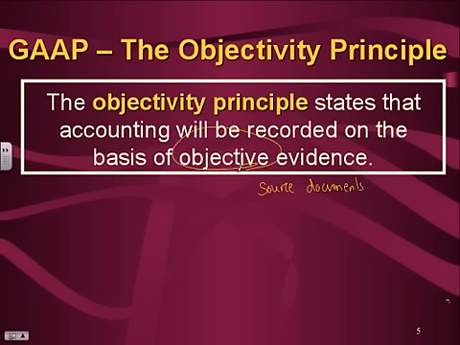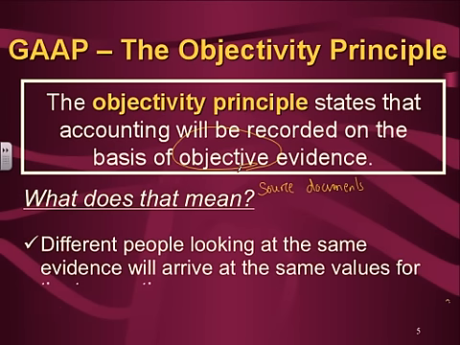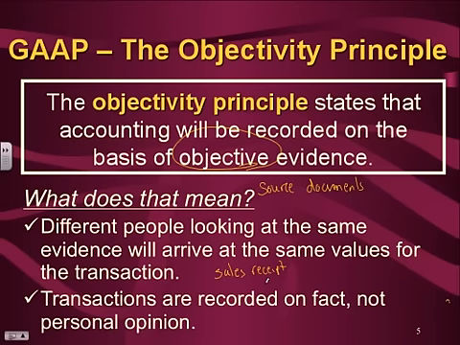provide objective evidence. There's no disputing the amount on a receipt that you paid. What does it all mean? Different people looking at the same evidence will arrive at the same values for the transaction. So that sales receipt, everyone looking at it will see the exact same amount that you paid. And transactions are recorded on fact, not personal opinion. So once you have that sales receipt, you're going to use that dollar amount that's on the receipt to record your transaction.